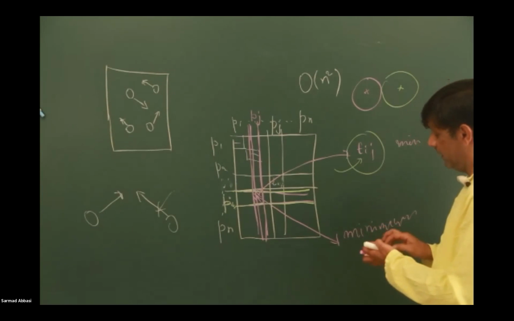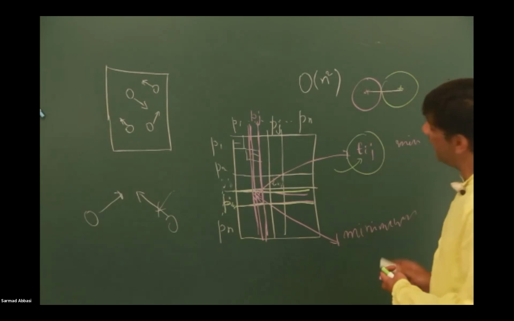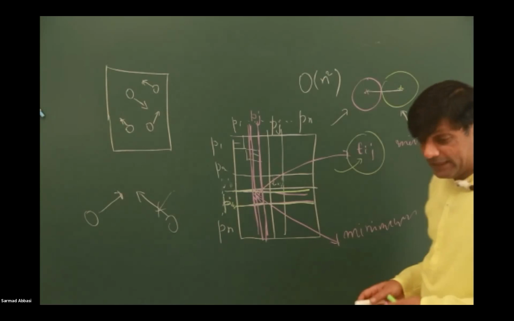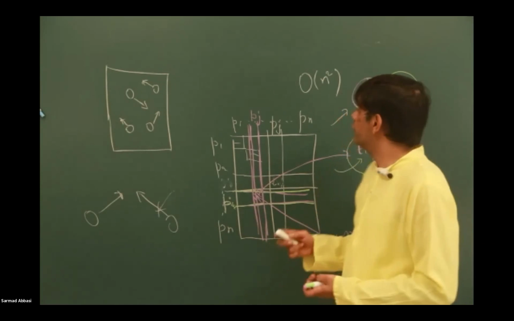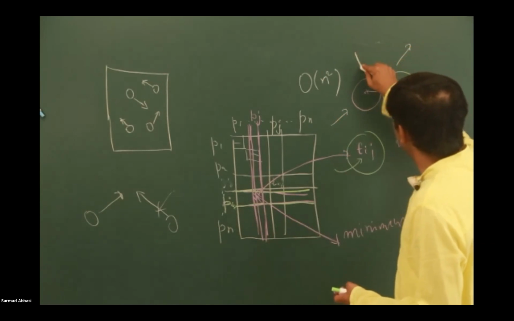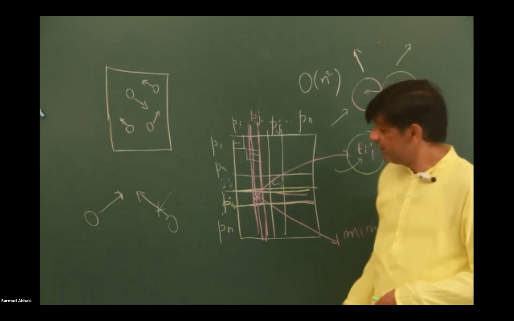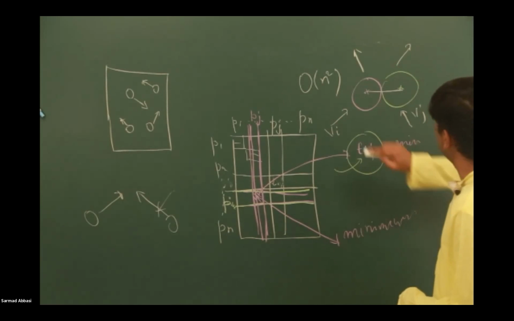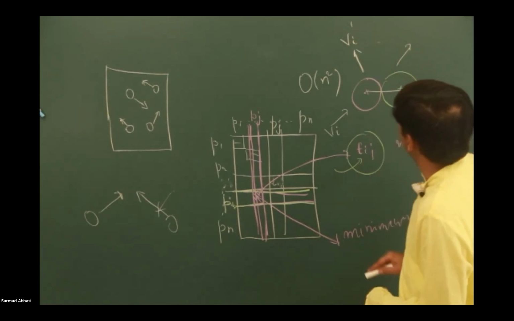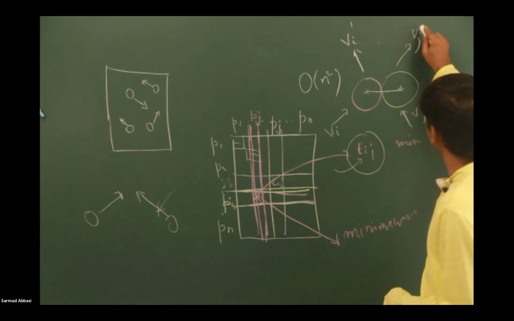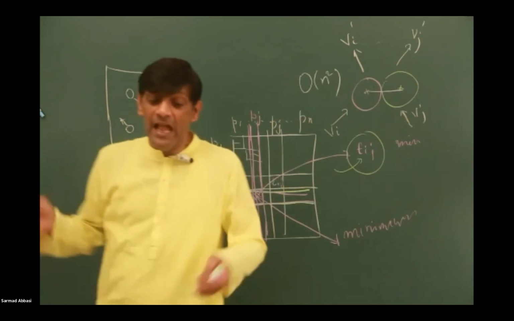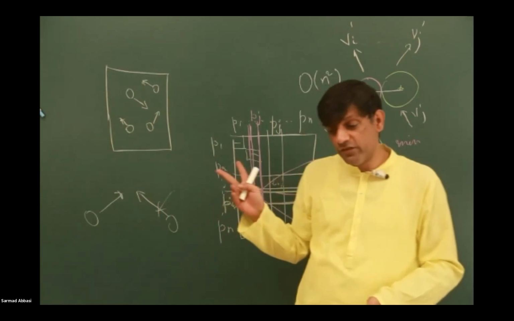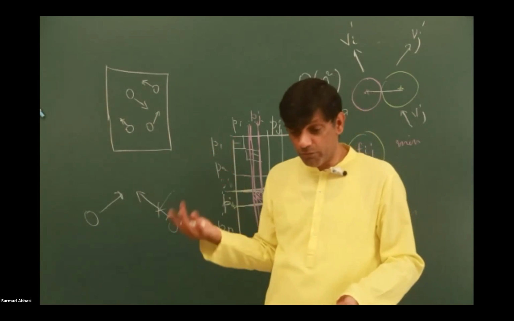Let's say they were moving like this. All you now have to do is update their velocities. This was going at velocity Vi, this was going at Vj. Its velocity has to be updated to Vi prime, and this velocity has to be updated to Vj prime. How do we do these updates? Well, the first thing you need to know is the law of conservation of momentum.